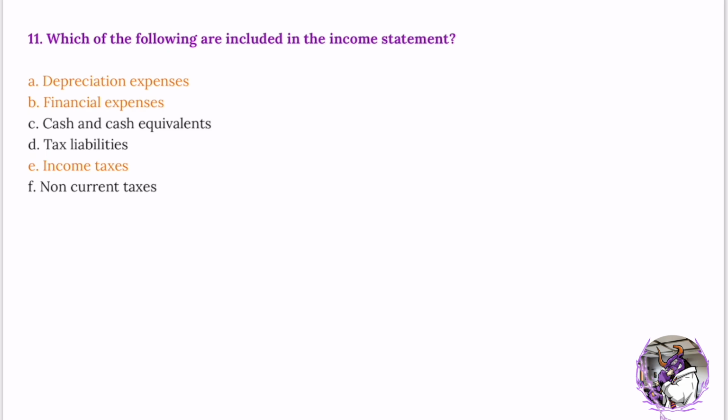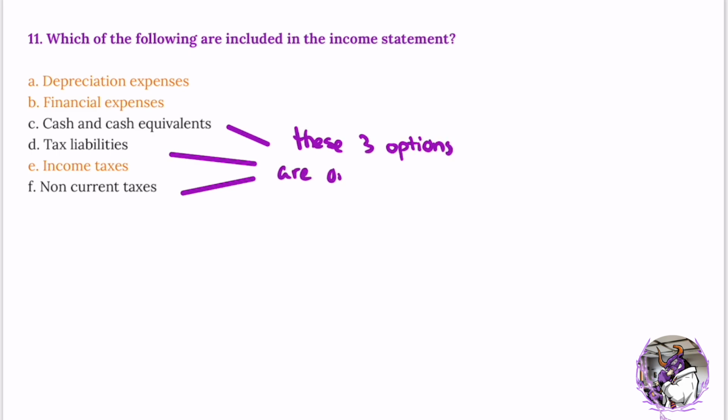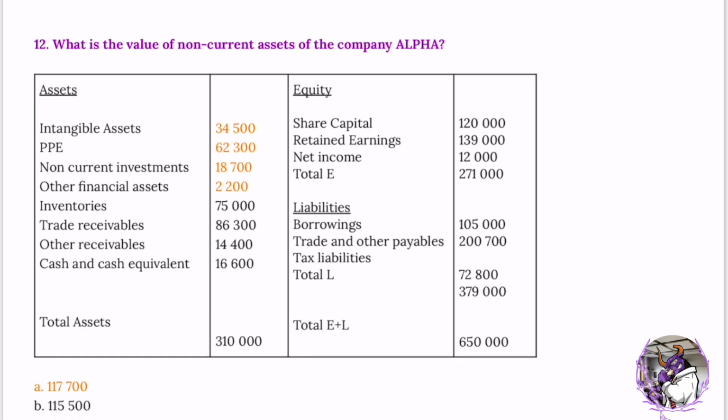Question 11. Which of the following are included in the income statement? The correct answers are A, depreciation expenses, B, financial expenses, and E, income taxes. Because C, D, and F, which are cash and cash equivalents, tax liabilities, and non-current taxes, are all on the balance sheet.